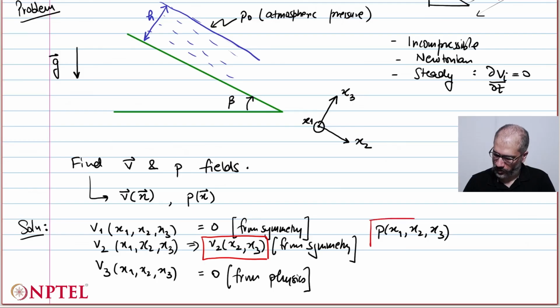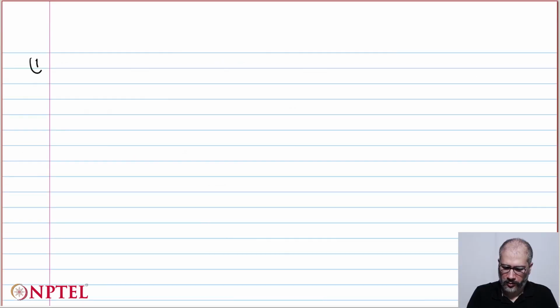And there is no simplifying assumption we apply on pressure as of now. So we keep this general in terms of x1, x2 and x3. Let us first apply the conservation of mass equation, also known as continuity.